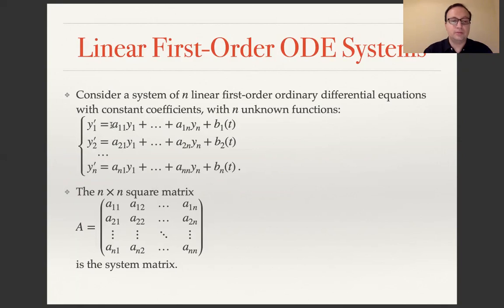So these are supposed to be numbers, A11, A12 up to A1n. And in the second equation, A21 up to A2n. And the last equation, An1 up to Ann. And these equations also have source terms, which are functions of t, b1 of t, b2 of t up to bn of t.